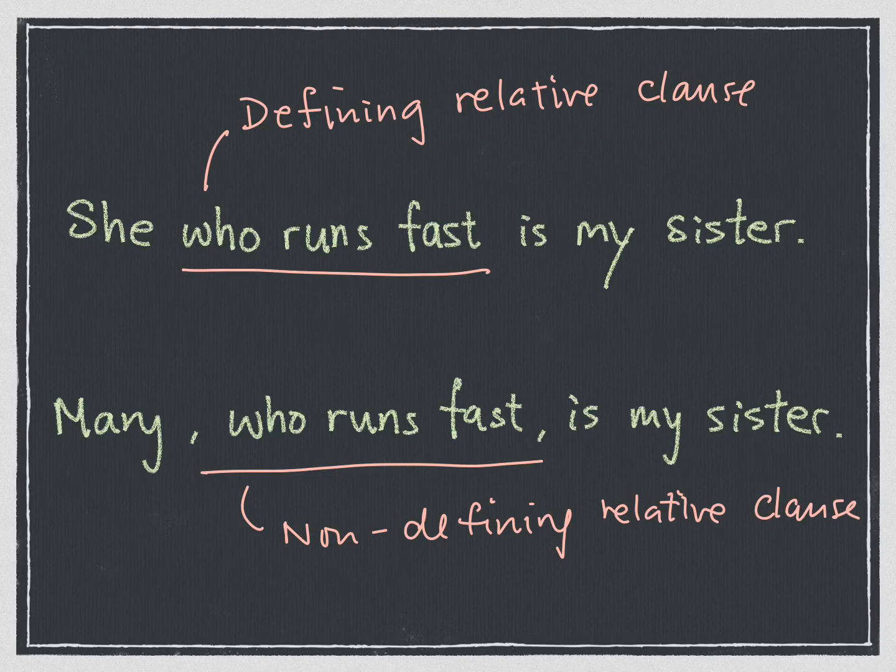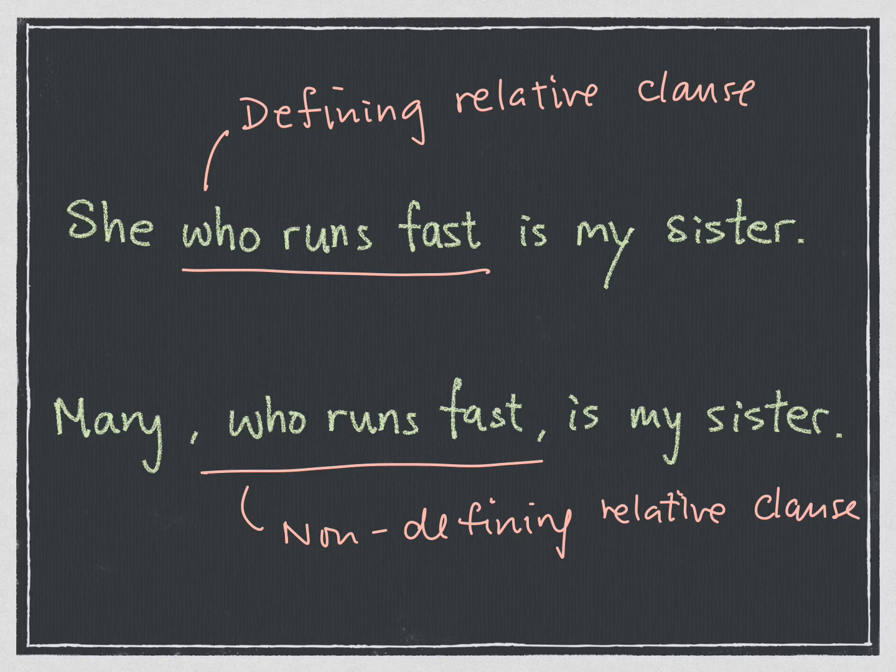Think about it. Actually, the relative clause in the first sentence, she who runs fast is my sister, cannot be deleted. Because if it is deleted, then we won't know who she is. So the relative clause here is to define who this person is. And that's why we also call it a defining relative clause.